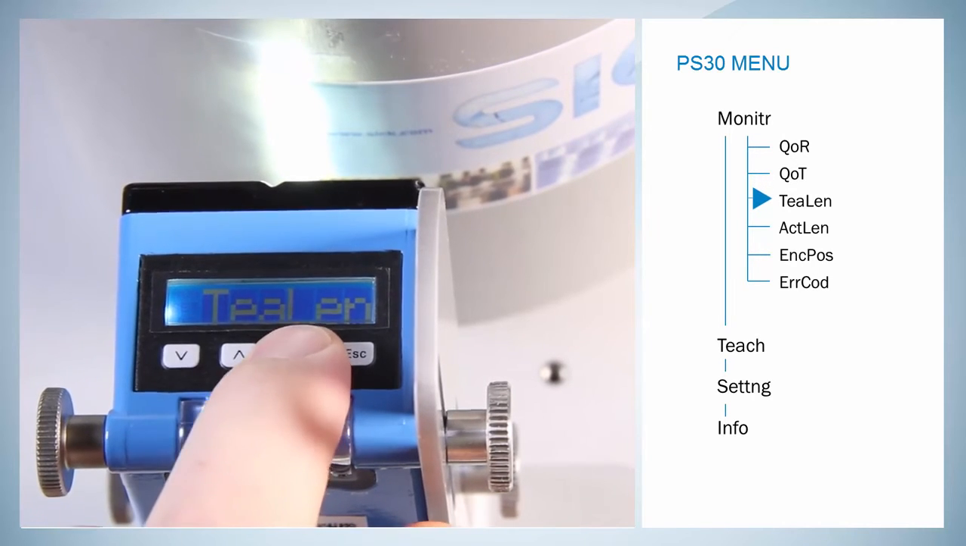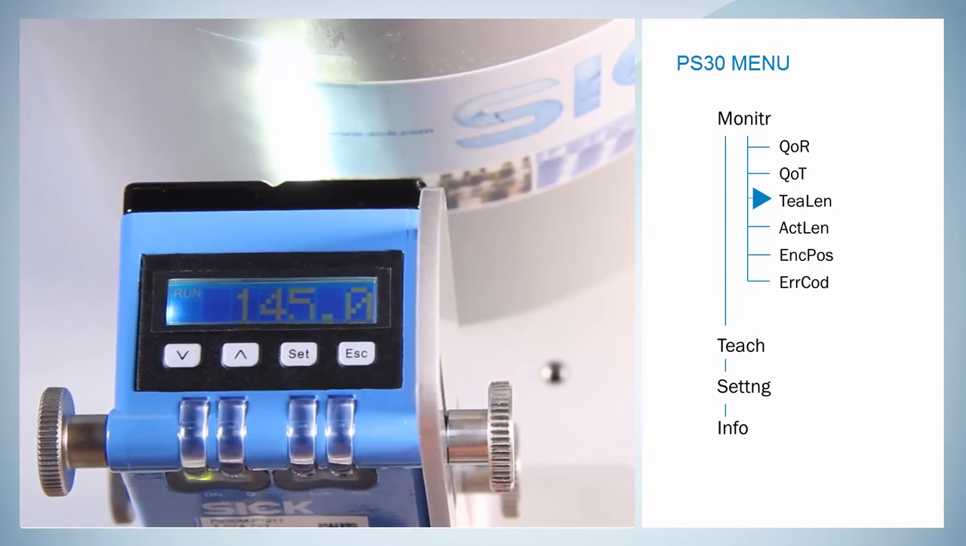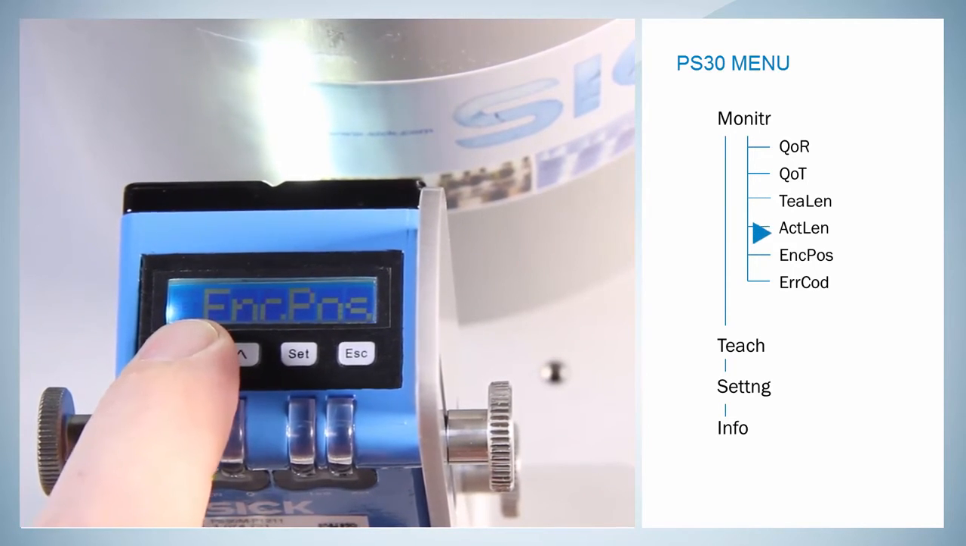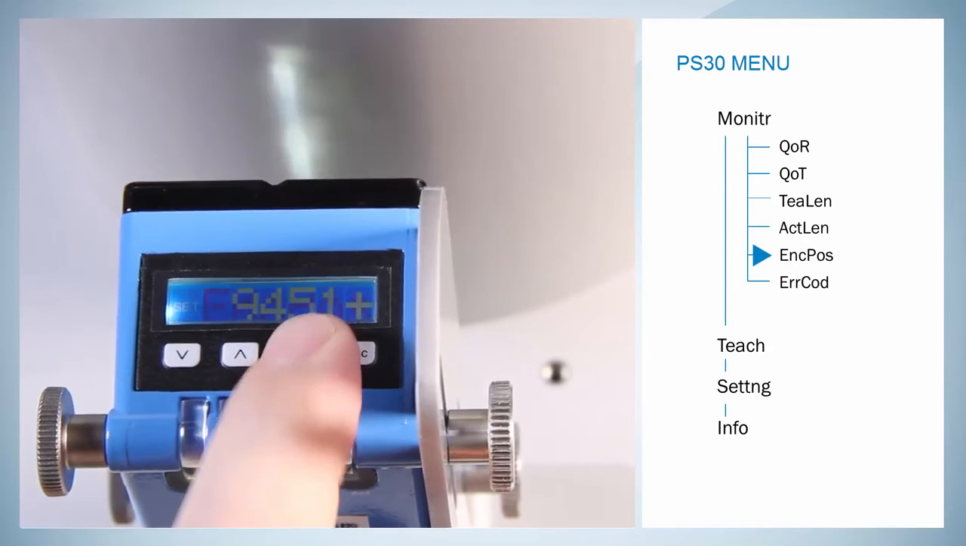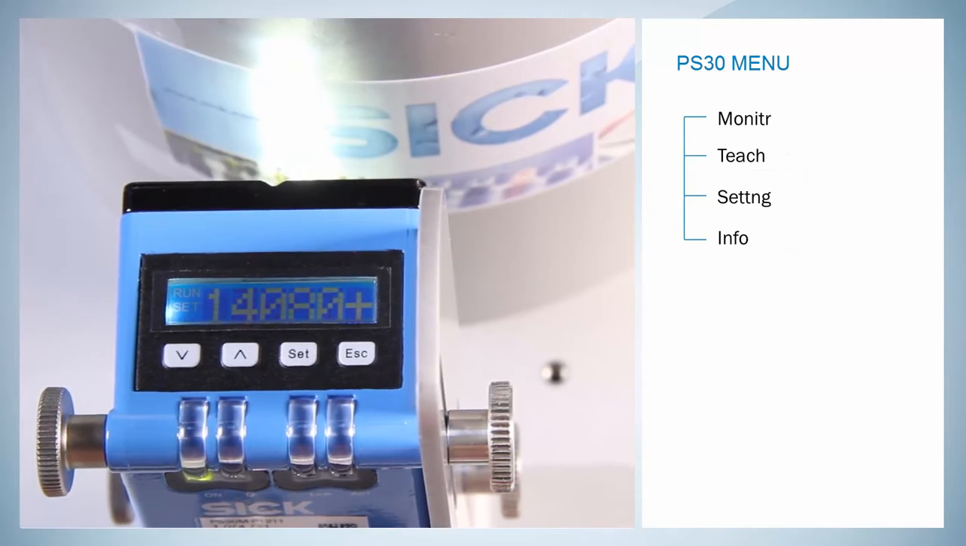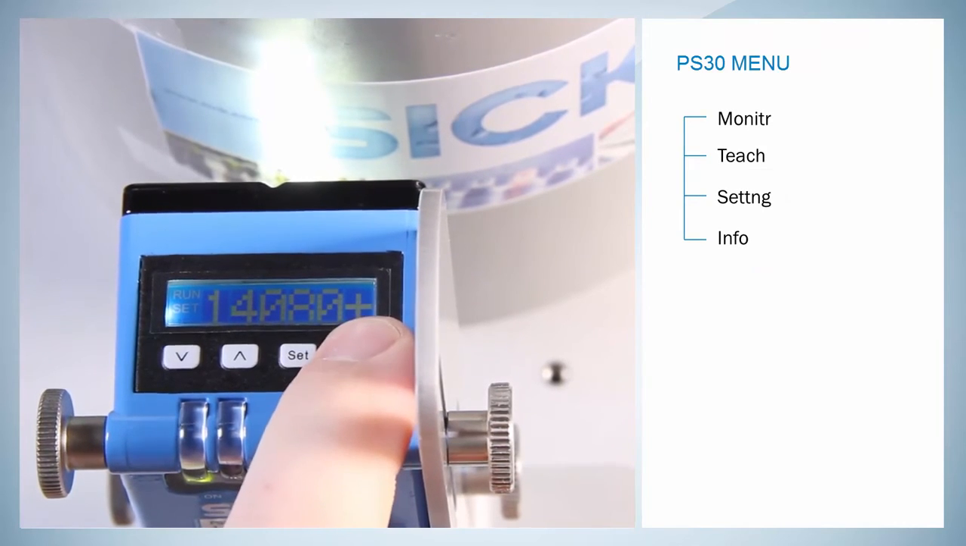The teach length shows the length of the label which has been taught in. Actual length: in the mode endless material, the detected label length is shown. Encoder position shows the current encoder position. One gets back to the main menu by pressing the escape button.